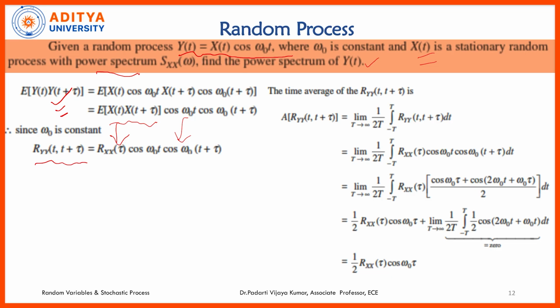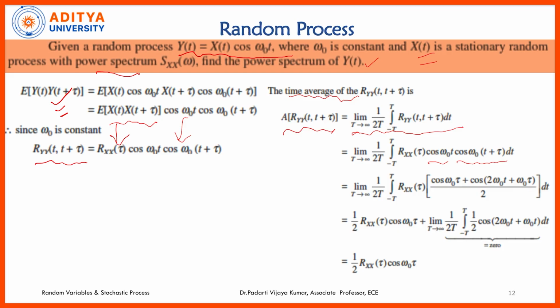Now, we will compute the time average autocorrelation function of y of t, so that we can apply the Wiener-Khinchin relation in the final step. So, the time average autocorrelation function is given as limit T tends to infinity 1 by 2T, integral from minus T to T of Ry of t comma t plus tau. So, Rxx of tau cos omega naught t cos omega naught t plus tau.